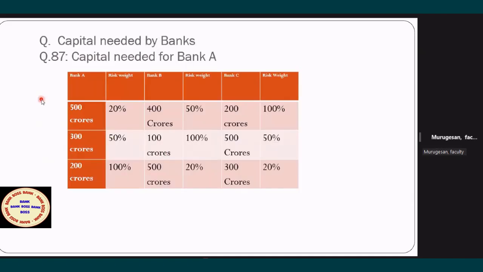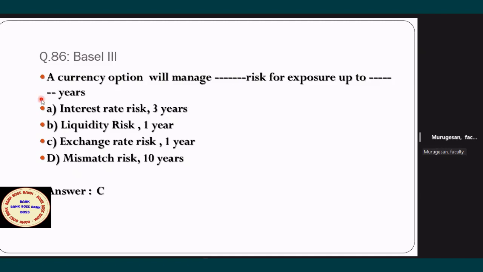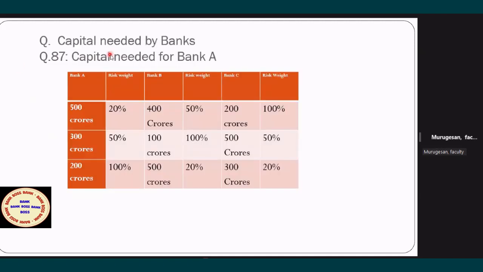Now question number 87. One small question: how to calculate the capital risk and the investment assets. Now you see, there are 4 banks. I think this can be a 5-mark question also. Earlier days they used to give it, now they will give a different question.